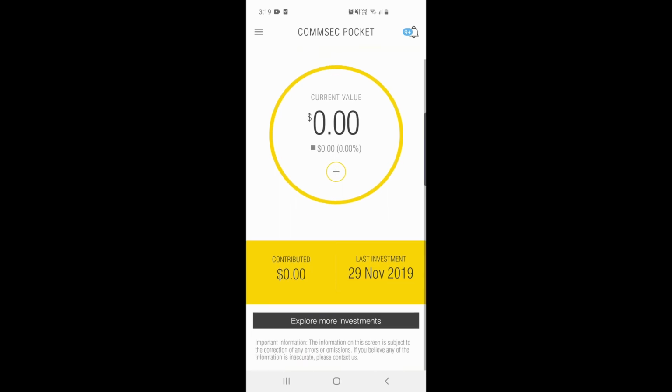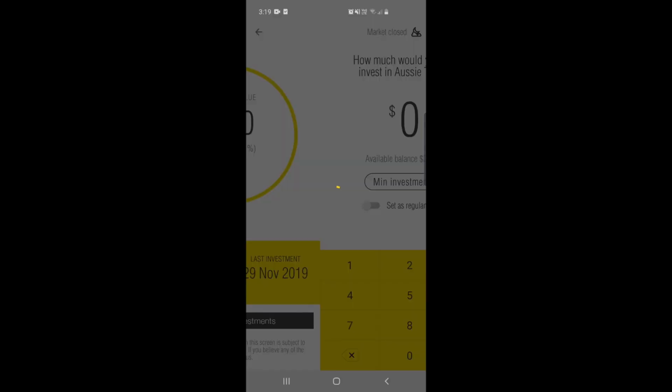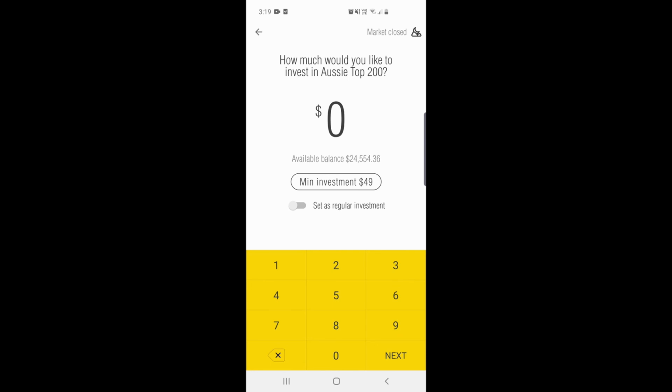But you can also do an investment just with this plus symbol here. You can pick which ETF you'd like to use, so the Aussie Top 200. And as you can see here, the minimum investment is $49, but that's with only a $2 brokerage fee. And if you wanted to do that on the CommSec trading platform, it's going to cost you $20 per brokerage fee for anything under $1,000. So that's pretty good for a long-term investment.